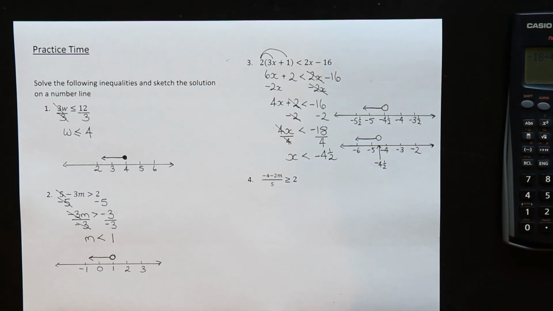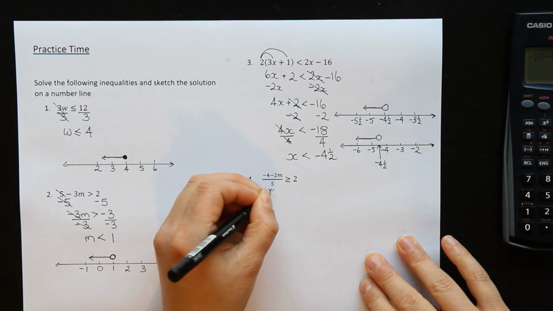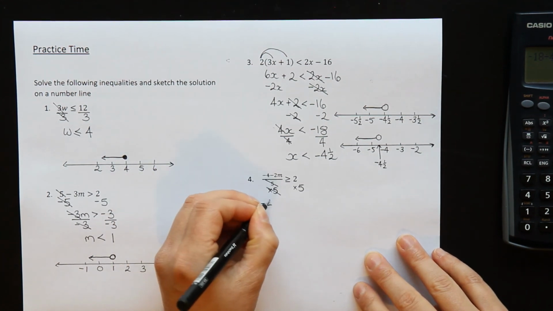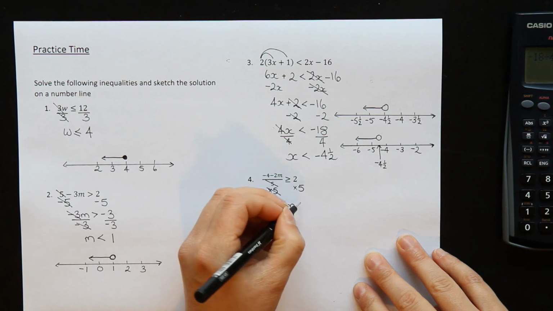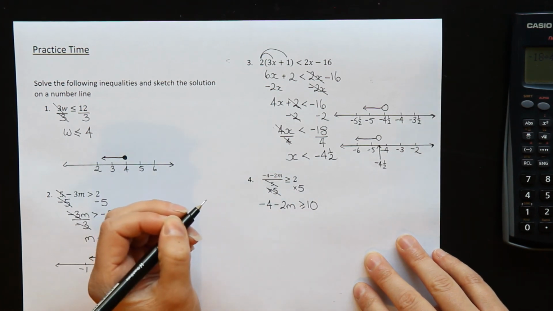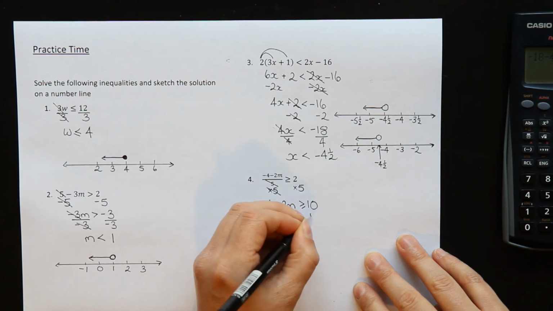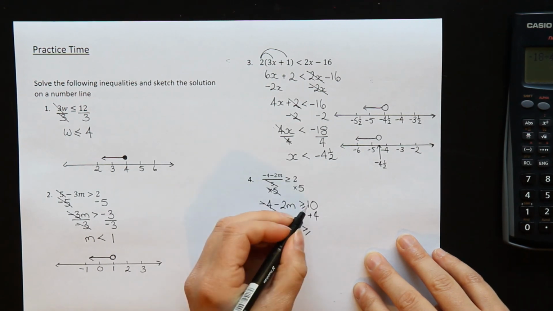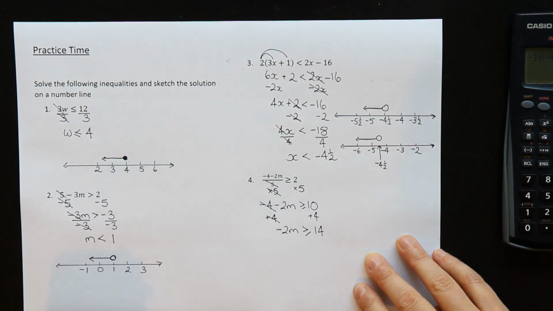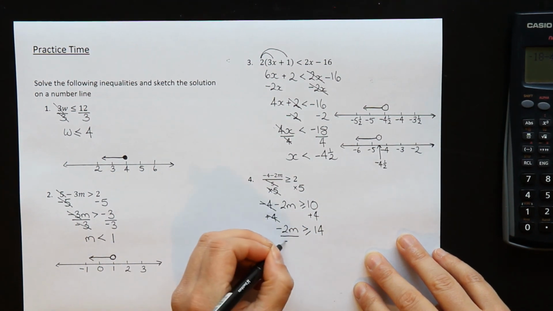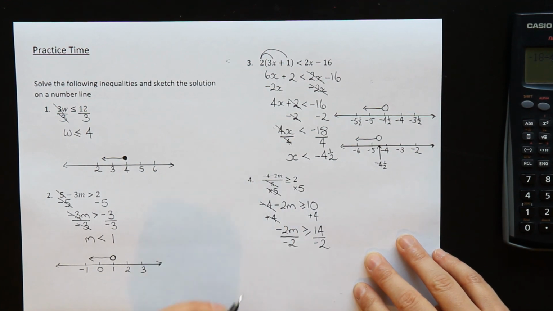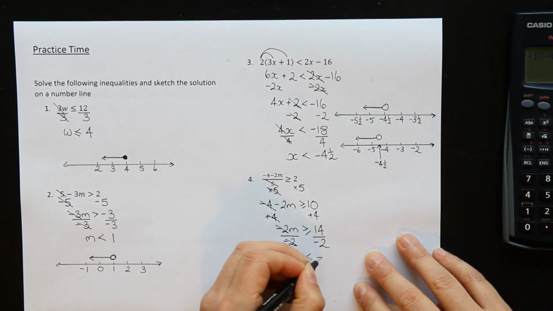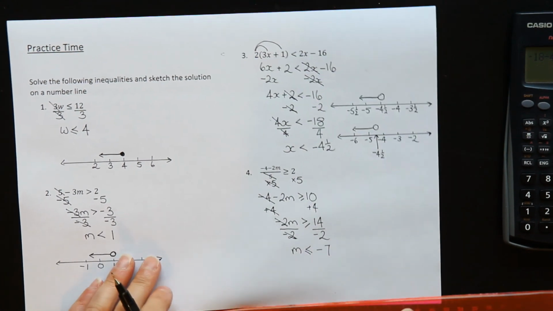Question 4. To solve the equation, first of all, multiply by the 5. Get rid of this. So minus 4 minus 2m. 2 times 5 is 10. Then I would need to add the 4. So minus 2m is greater than 10 plus 4 is 14. And then divide by minus 2. As soon as we're dividing by a negative, we know we need to switch the sign. So m is less than or equal to minus 7.